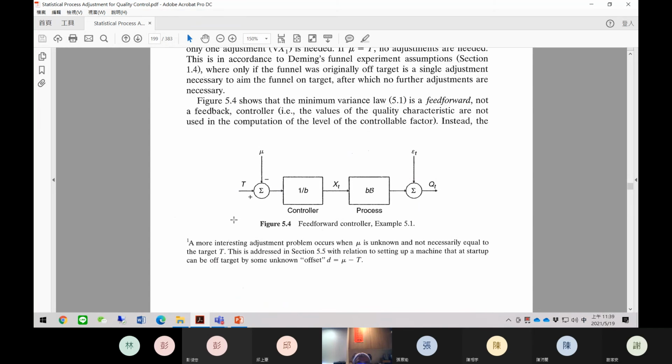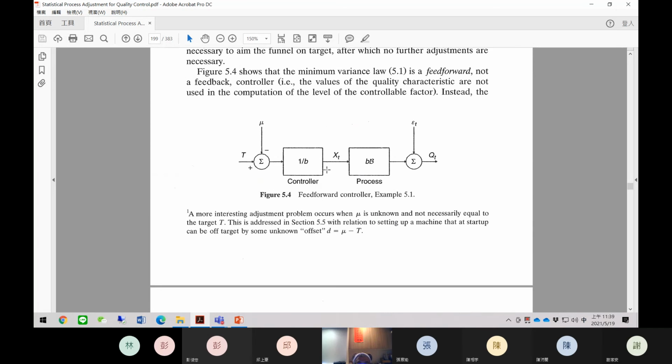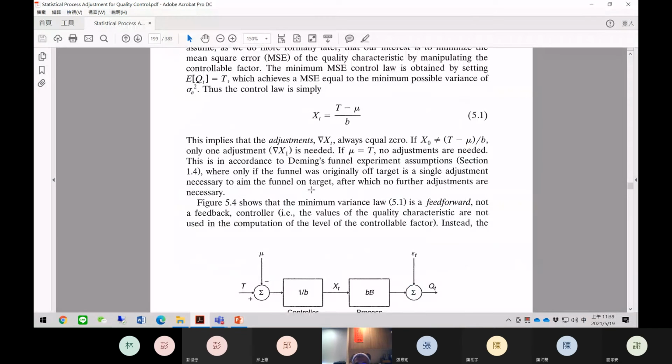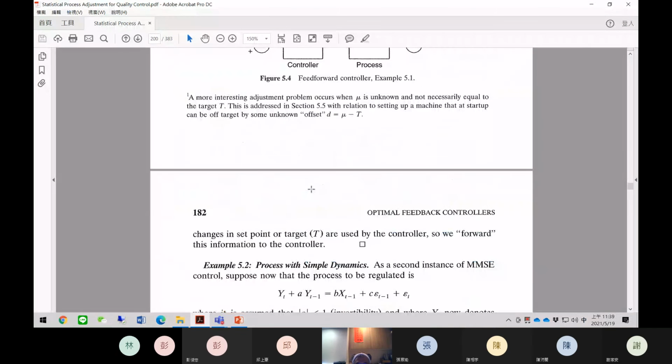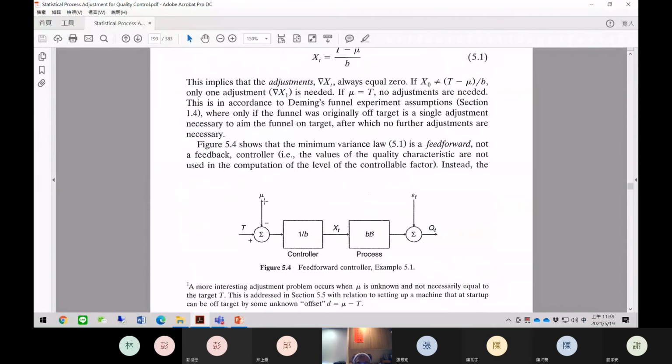Instead, the change in the set point or target is used by the controller. So instead, we use the target as a set point for the controller. So we forward the information to the controller: T minus mu divided by B, producing Xt. Xt is fed to the process.